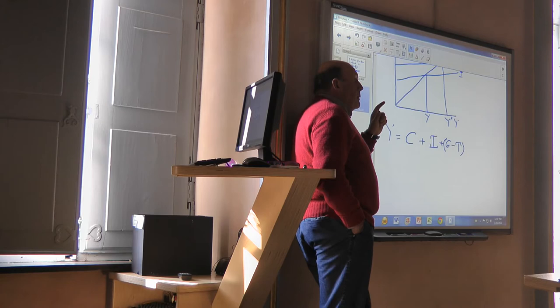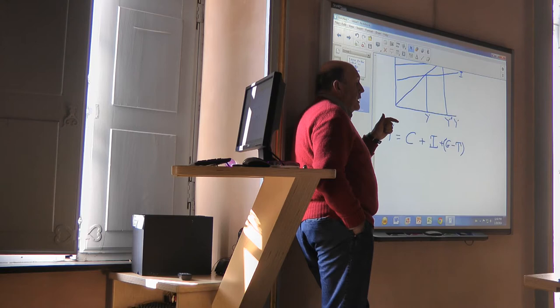Now many people today are saying that the world economy, except for China, which is in the opposite situation, is in a liquidity trap, right? Because the rate of interest in the United States and in Japan is essentially zero.